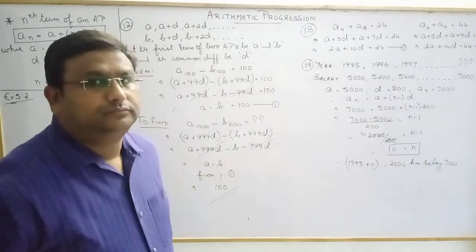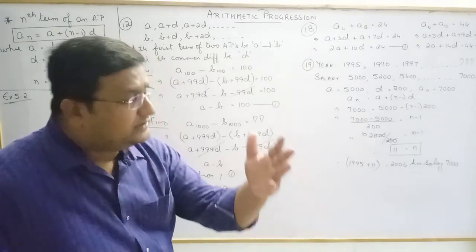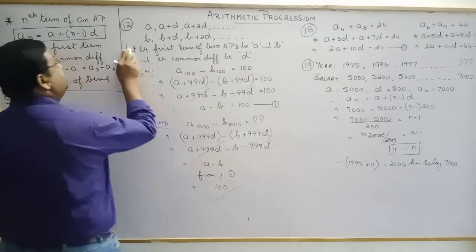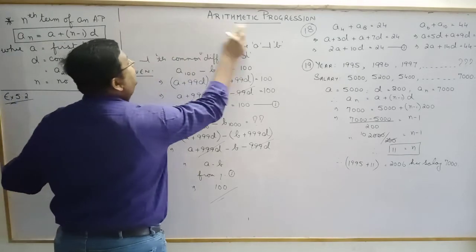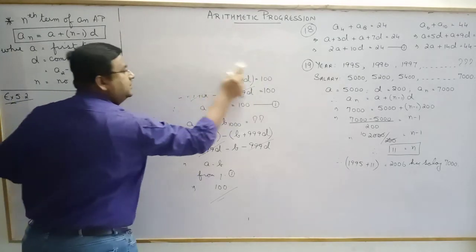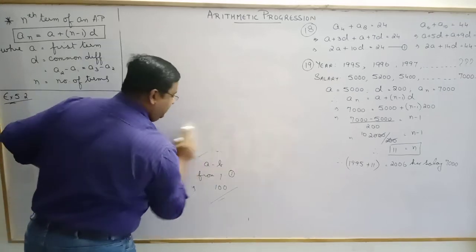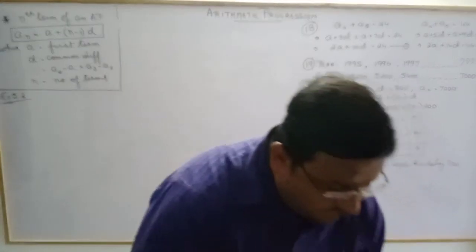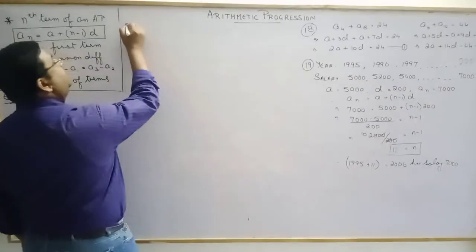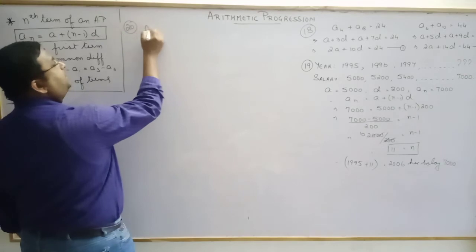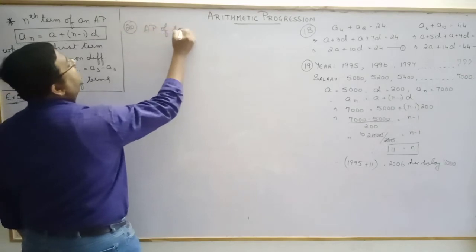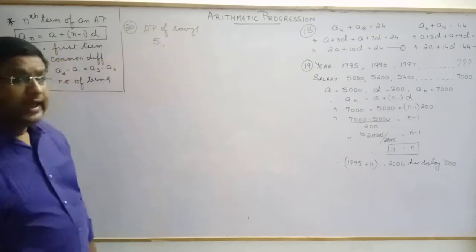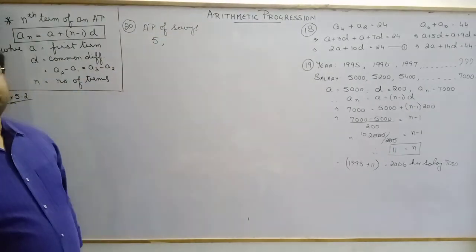Clear? Right? The 20th question is again the same, so I will not do it. Ramkali saved rupees 5 in the first week of a year. 20th question, AP of savings: rupees 5 in the first week, and she increased her weekly savings by 1.75.